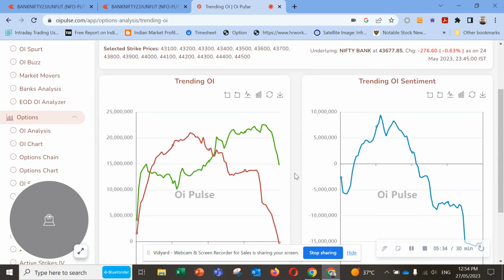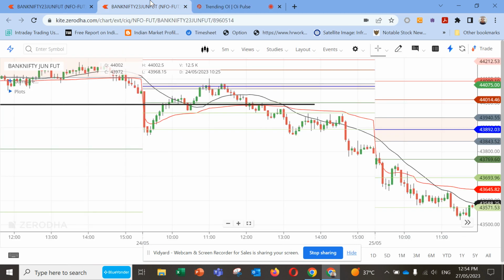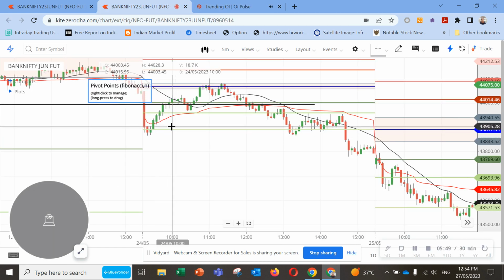Okay. So look at 24th. On the 24th, I had a crossover at 9:55. The sentiment also became positive at 9:55, and there is also a crossover at 9:55. So the puts are increasing. So what happened at 9:55?